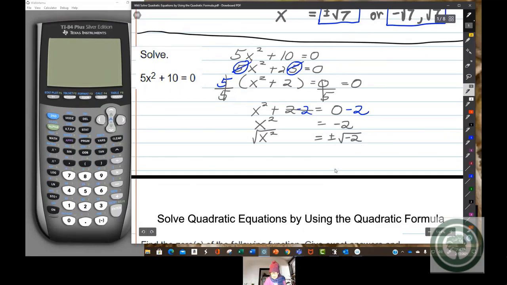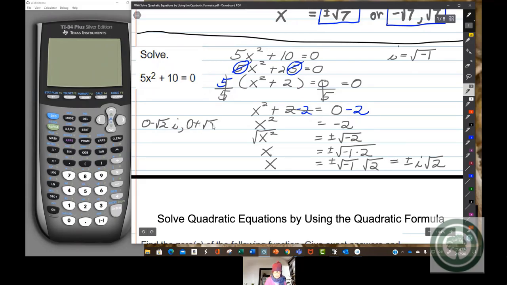So I take the square root of both sides of the equation, making sure to put the plus or minus sign in front of the square root of negative 2. And so I have x equals plus or minus the square root of negative 2 is negative 1 times 2. So I'll have x equals plus or minus the square root of negative 1 times the square root of 2. And so that will be plus or minus i times the square root of 2, because i equals the square root of negative 1. That's what it is.